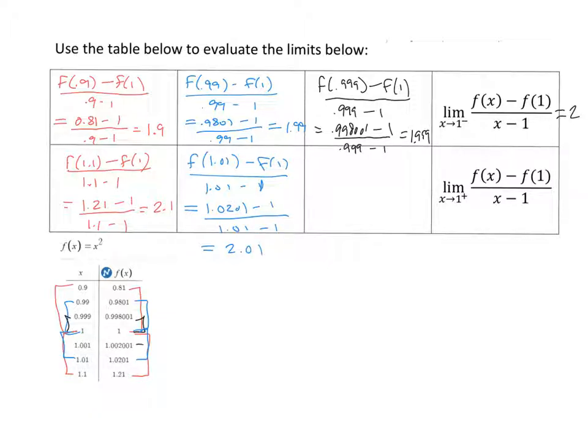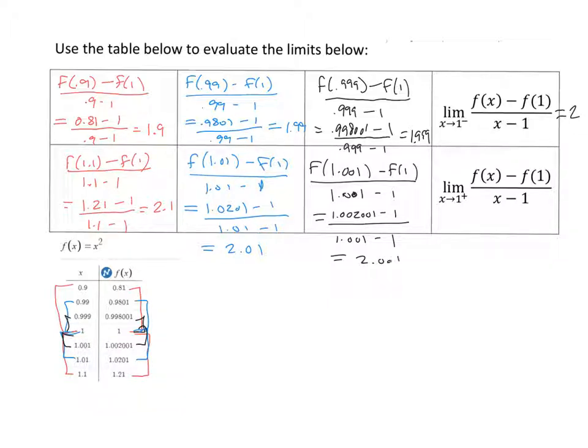Okay, and then lastly, we'll use the closest point on the right-hand side to do f of 1.001 minus f of 1 divided by 1.001 minus 1, and we get 1.002001 minus 1. And if you do this, you get 2.001. So we've got the limits of slopes from the right and the left.